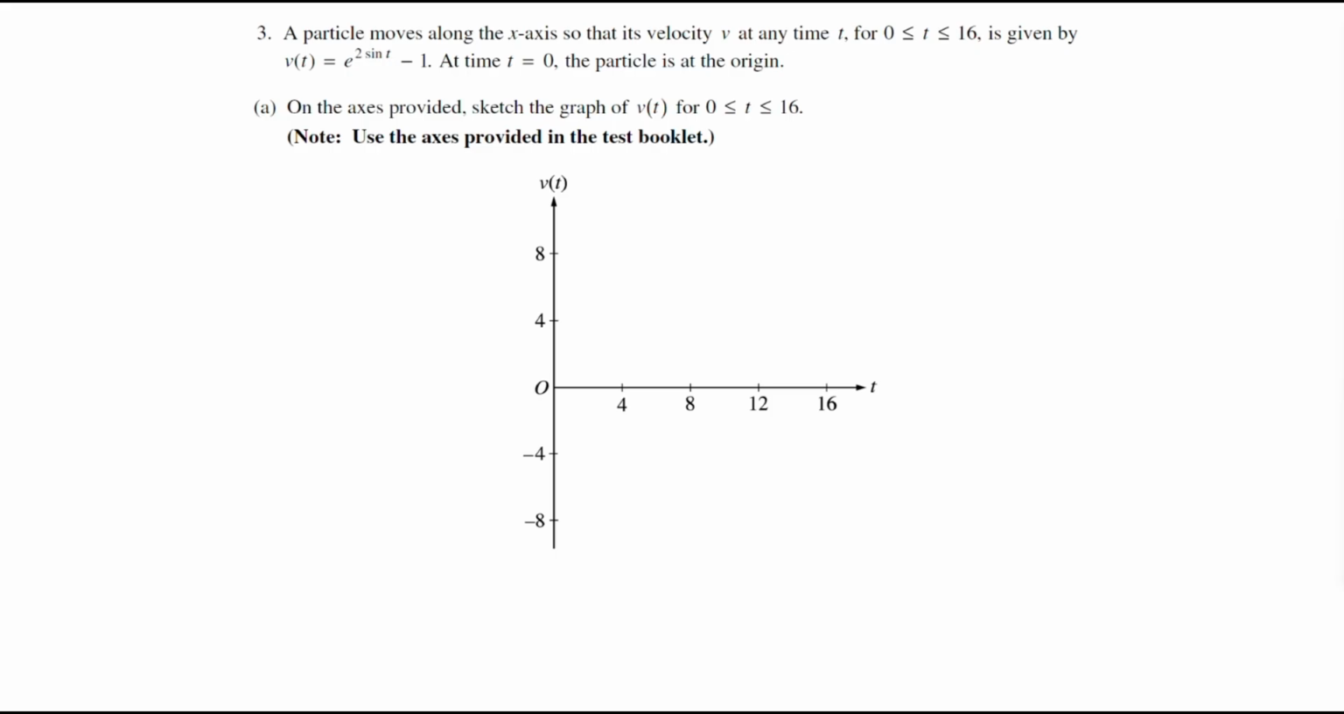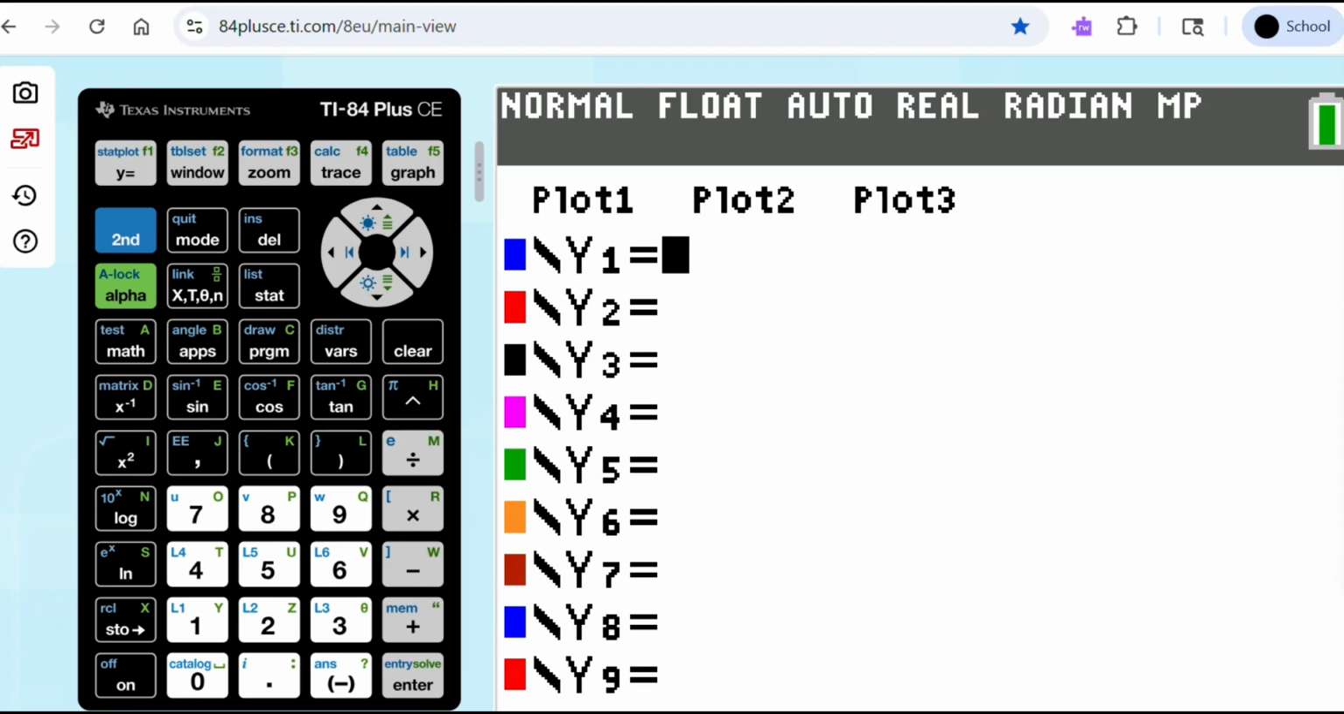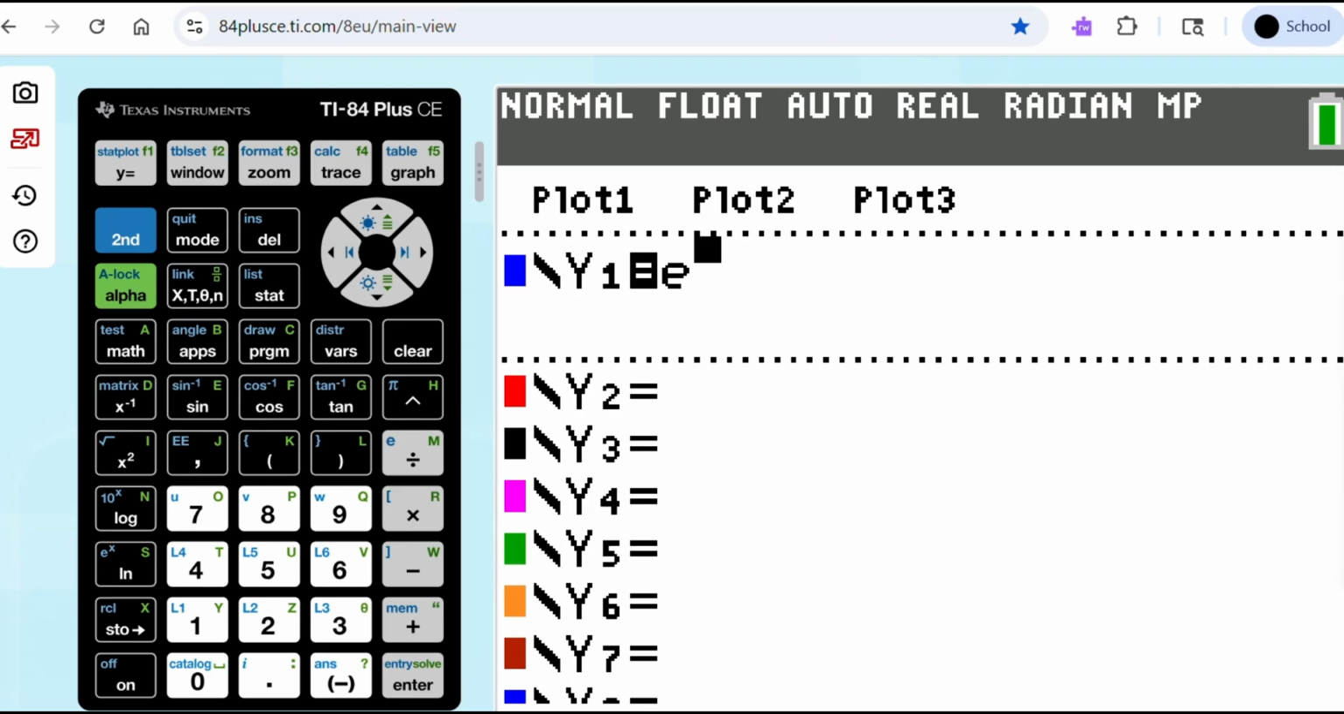It asks you to graph v of t equals e to the 2 sine t minus 1, knowing that at t equals 0, the particle's at the origin. Well, this is a calculator question, so just go in here and see what it looks like. You don't really need to know what it looks like. Just have your calculator do it for you. So it's kind of a shocking question.